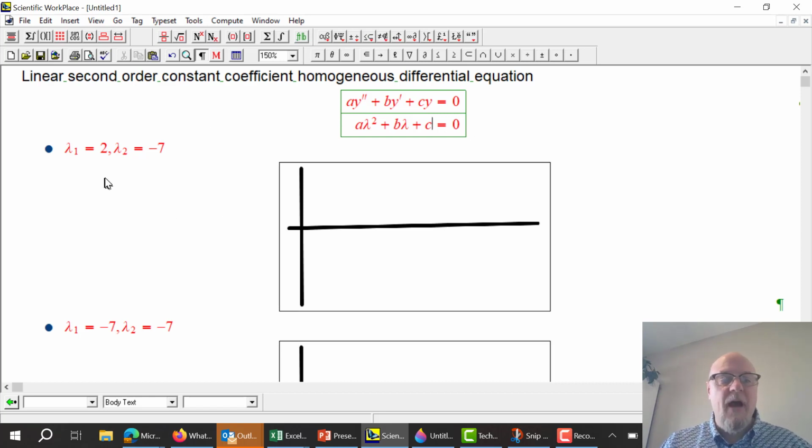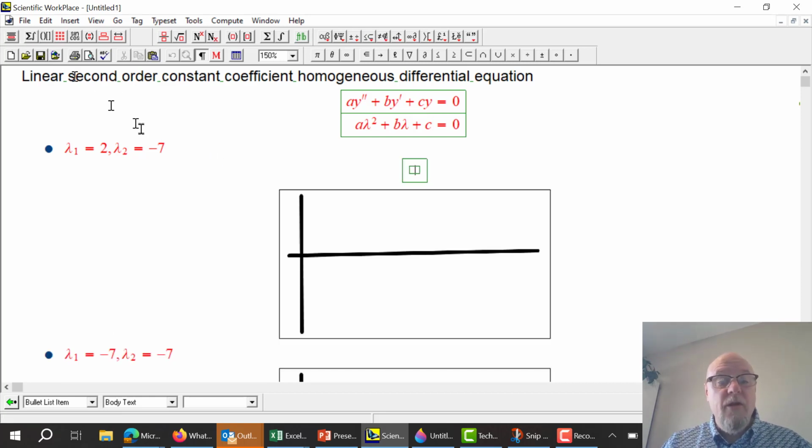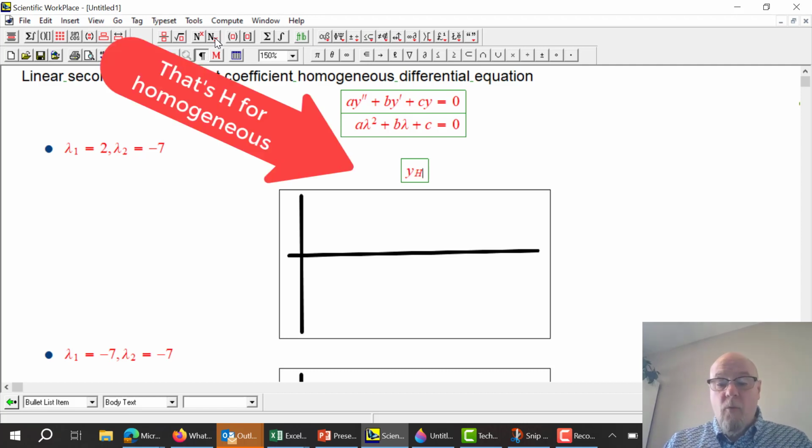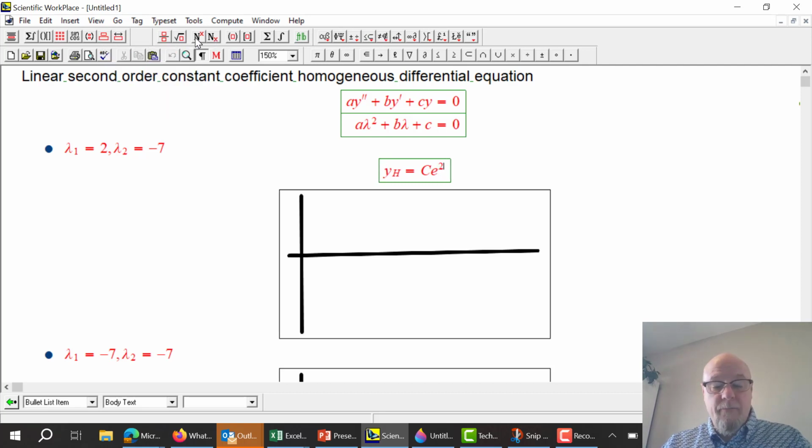In the first example, the first eigenvalue, lambda 1, is 2, and the second eigenvalue is minus 7. So what does our solution look like? Well, the eigenvalues are real and different. So we expect a homogeneous solution of the form some constant e to the first eigenvalue t plus some constant e to the second eigenvalue t. Now, these constants can be different.